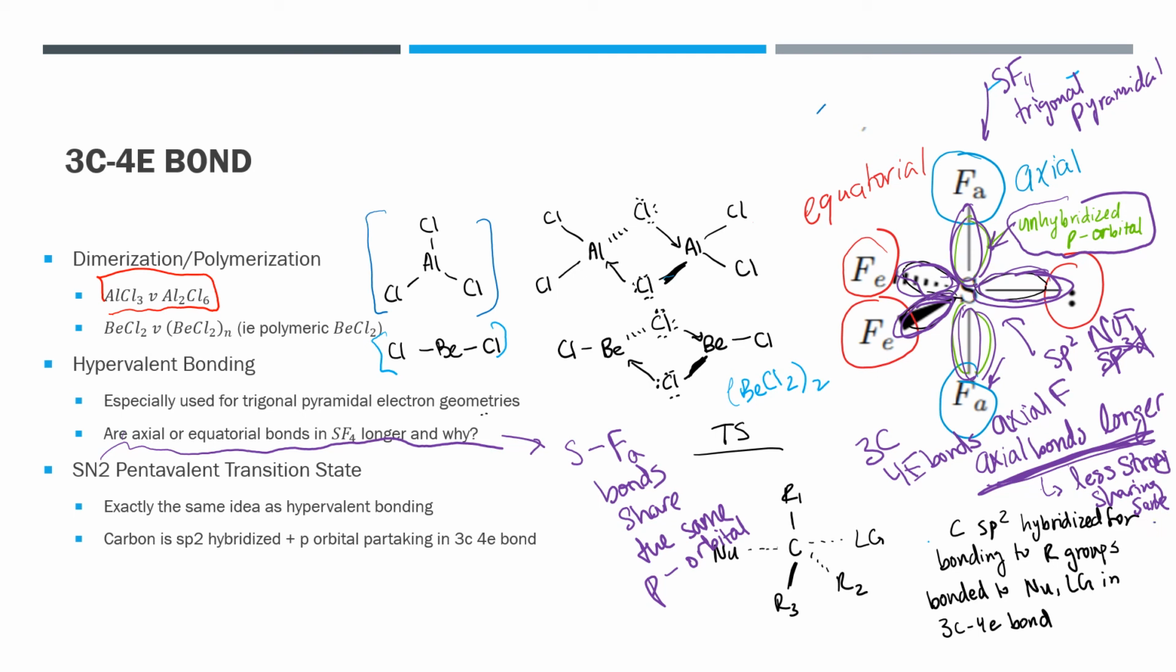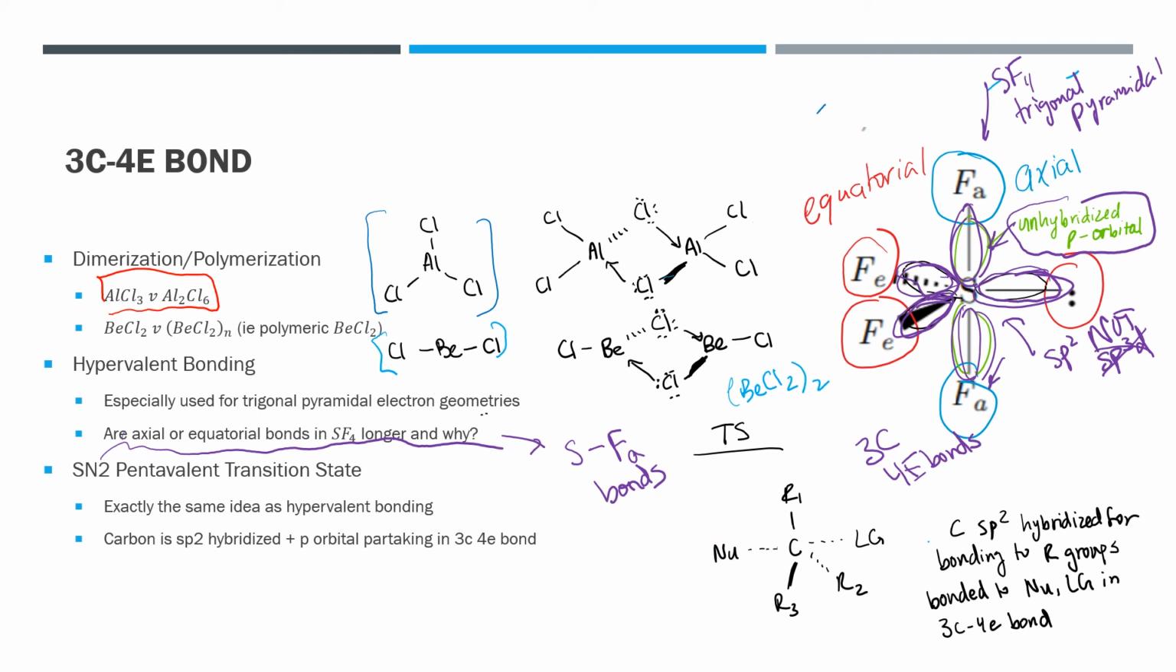question. Okay, so now I want to talk about one last example with 3 center 4 electron bonds, and that's it. So the last example I want to talk about is the SN2 pentavalent transition state. This is exactly the same idea as hypervalent bonding. So when we have an SN2 reaction, I'm not going to get into too much of the organic chemistry, but basically you have a carbon. You have a bunch of groups attached to the carbon. Just going to denote them with R groups.